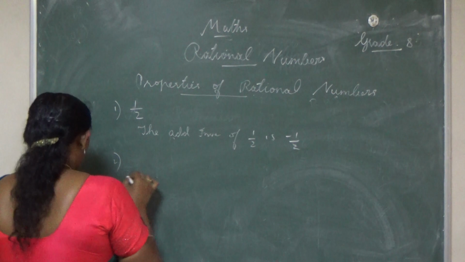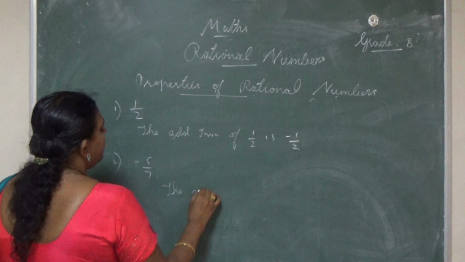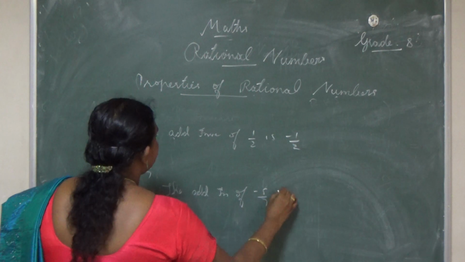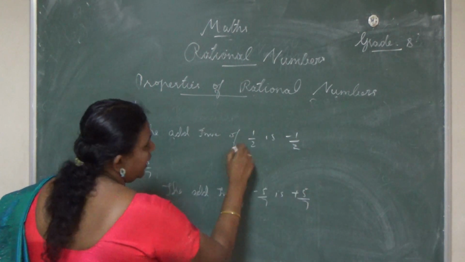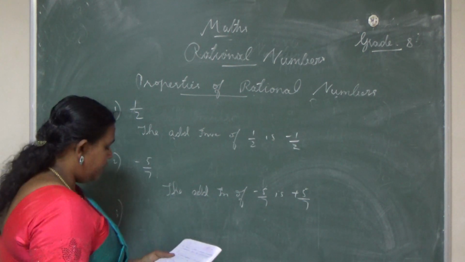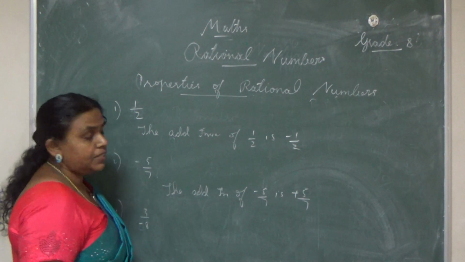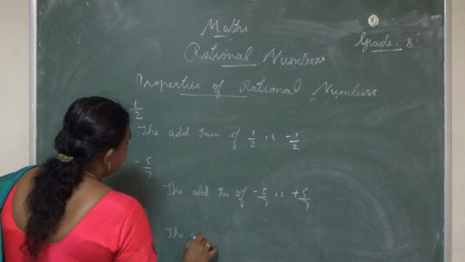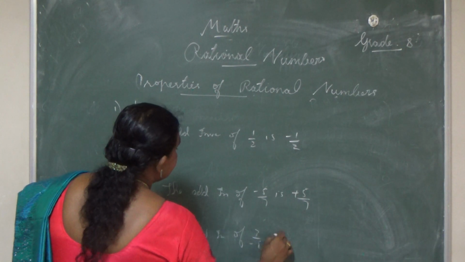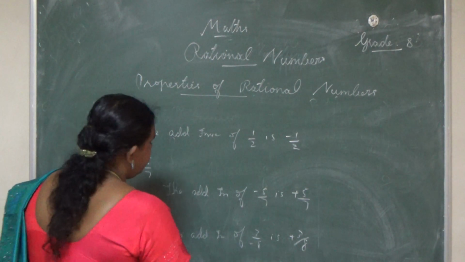Okay. Then what is the additive inverse of minus 5 by 7? Tell me. The additive inverse of minus 5 by 7 is plus 5 by 7. Okay. What is the additive inverse of 3 by minus 8? What is 3 by minus 8 means? The additive inverse of 3 by minus 8 is plus 3 by 8. Okay. Plus 3 by 8.